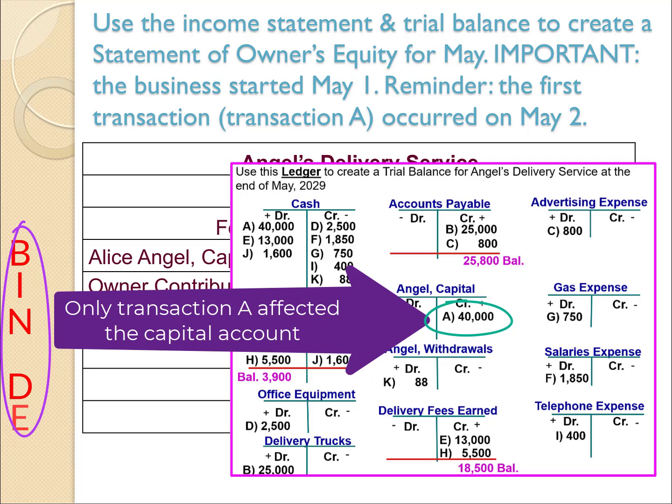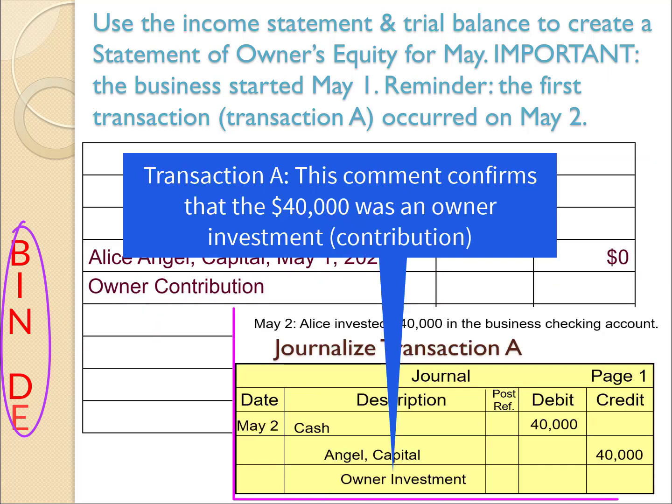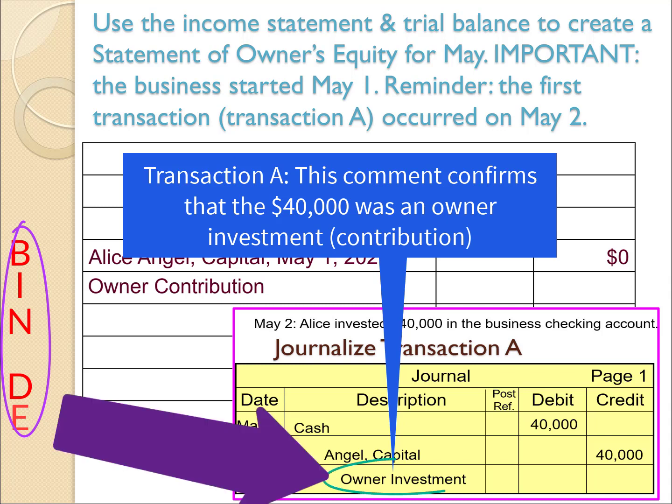Well, we should go back to the actual journal entry. Notice it has a label of A. So we need to go back and look at our journal entry for transaction A and double check to see if that was an owner contribution, also called owner investment. So here is the journal transaction for transaction A, which happened on May 2nd. And as you can see, it was an owner investment. So we've double checked and we have confirmed that the $40,000 was an owner investment.